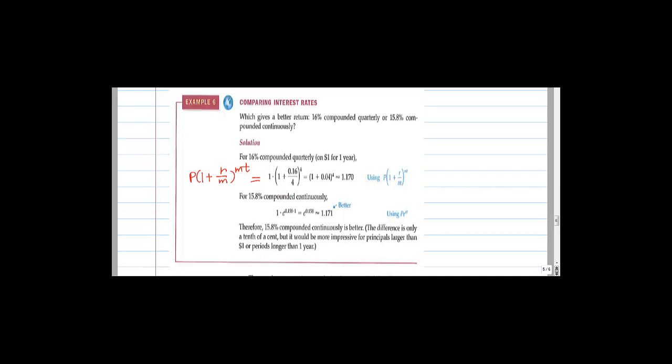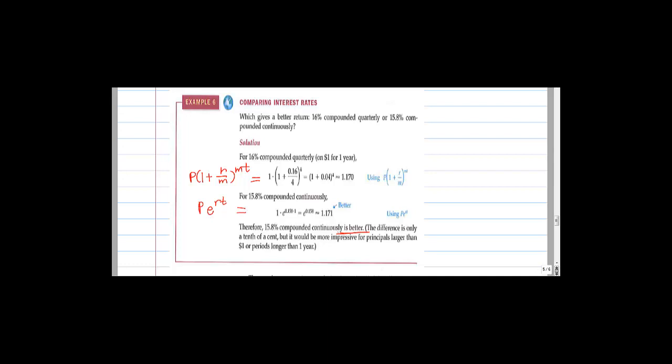So let's look at $1 for 1 year. 16% compounded quarterly for $1 for 1 year. So this is the formula P(1 + r/m)^(mt), right? That's going to give me $1.17 at the end of the year. If I have 15.8% compounded continuously, this is using the formula Pe^(rt). That's going to give me $1.171, so a little bit more than 17 cents. Okay, so for $1 for 1 year, it's not going to make a difference. But if I have $1,000 and I'm compounding that for 10 years, that's going to make a huge difference. Okay, so 15.8% compounded continuously is far better than 16% compounded quarterly.